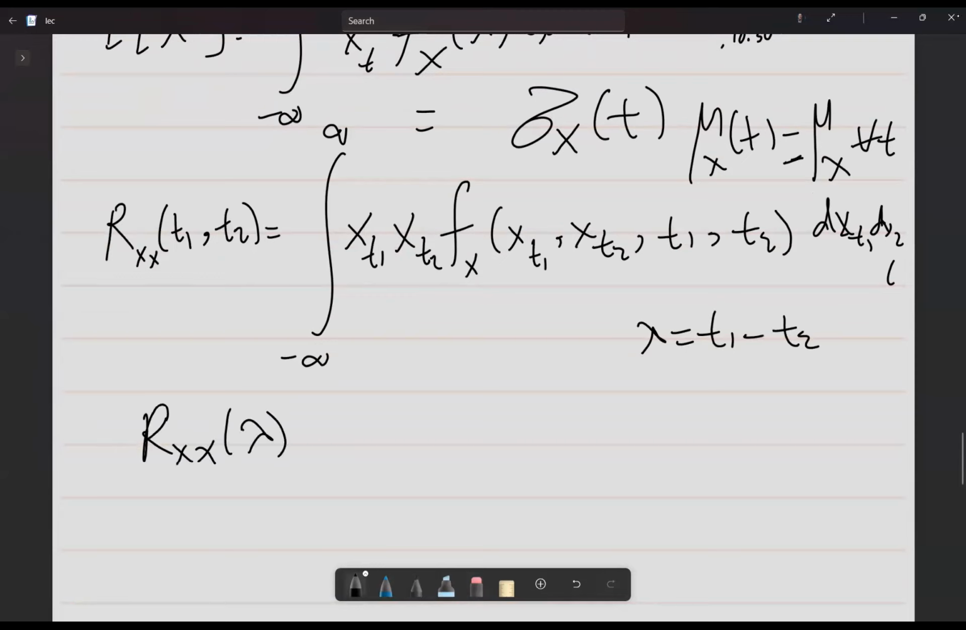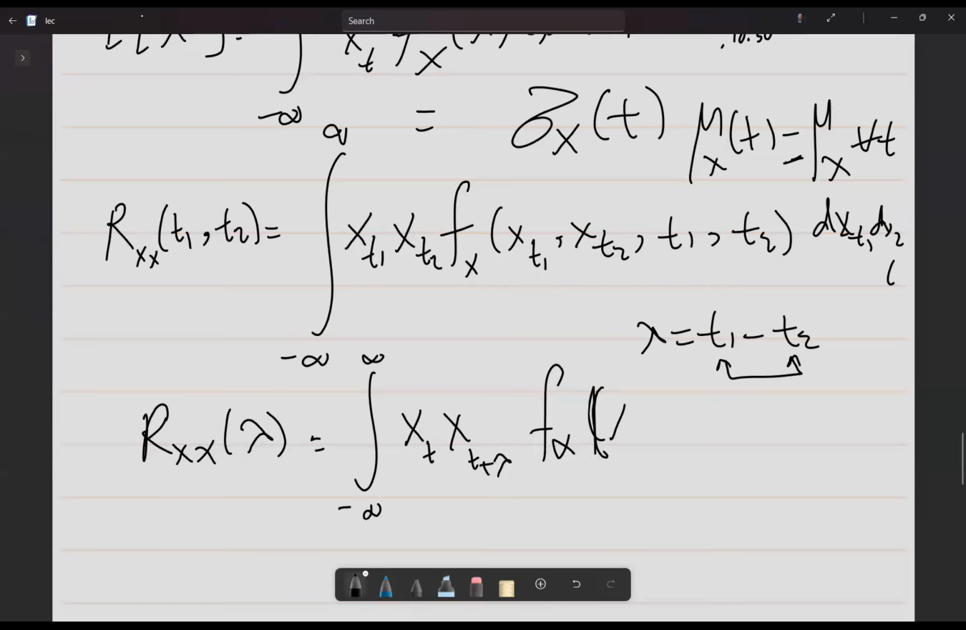So in this case it will be the integration from minus infinity to infinity. Then it will be x at t plus lambda, because it is a stationary process. So it will be the f of x at x t, and then we will have the difference between them, lambda, and it will be dx. So it will be only the time difference between these two random processes.